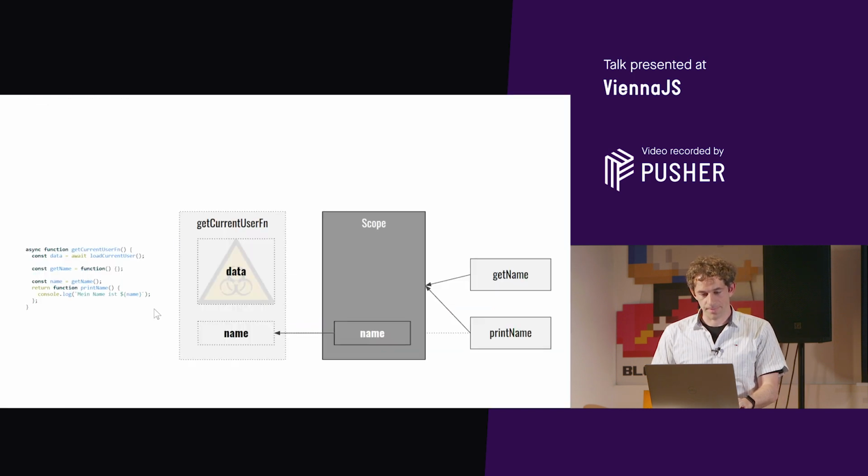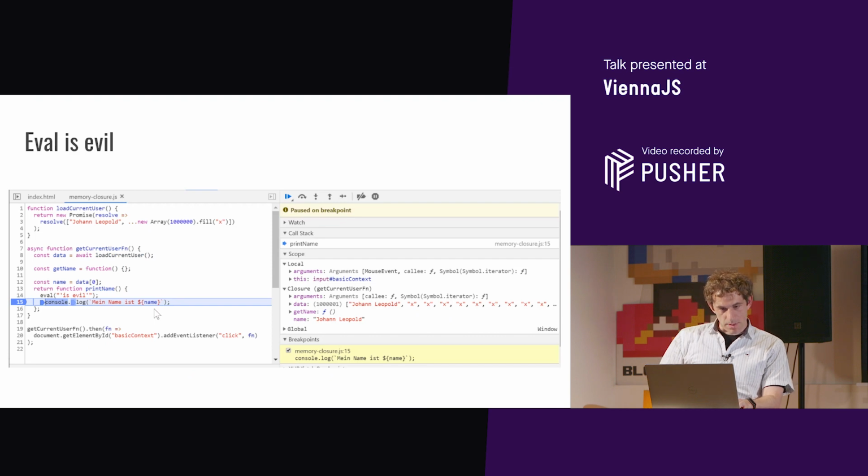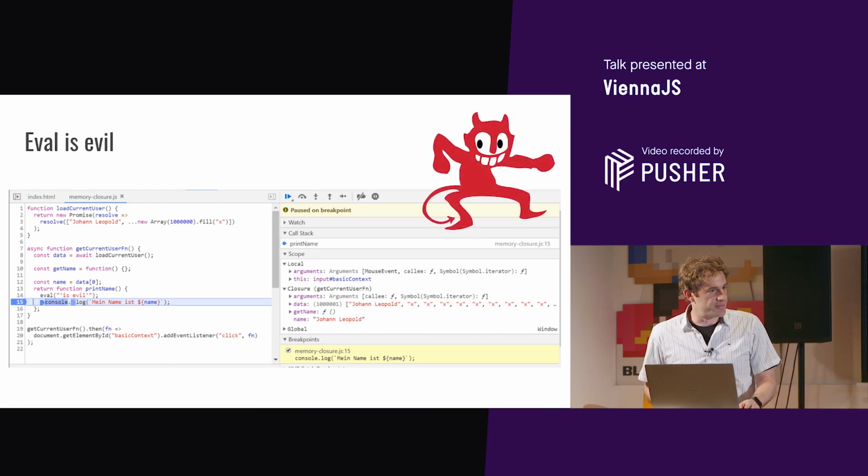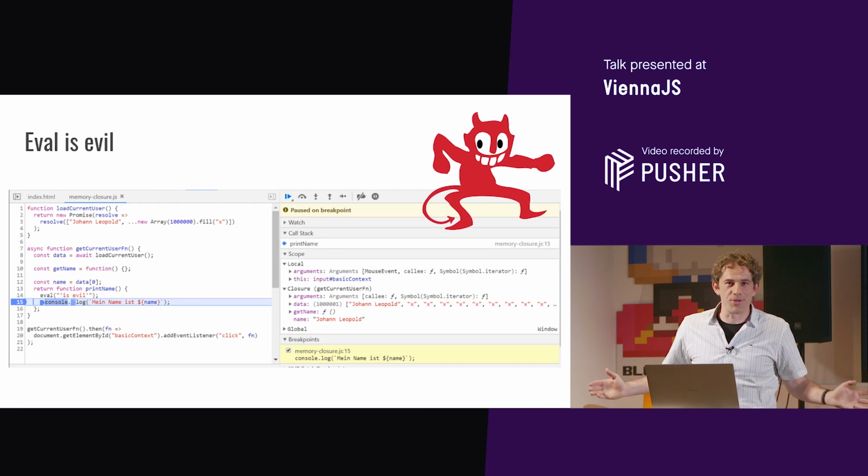Okay. And again, this is a rule with an exception to the rule, because if we are using an eval in a nested function, then this will cause the engine to put everything inside into the scope, because then maybe this eval will try to access the data for some reason, and still remember, just don't use it.